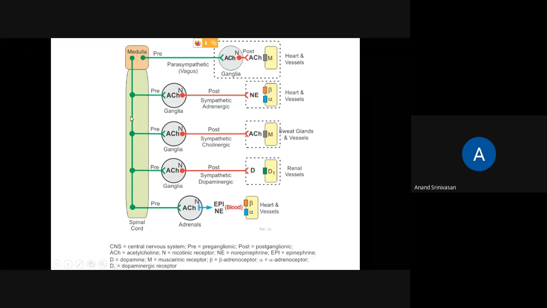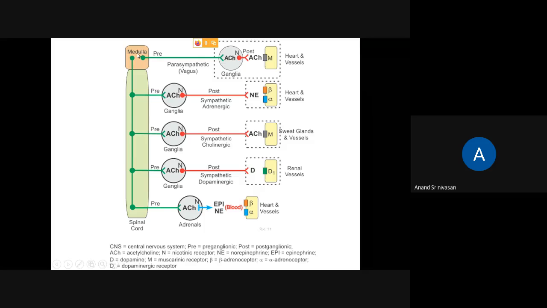Now in this picture you can see this is the spinal cord, and above the spinal cord is the brain. Here you can see this is the sympathetic part. This is a preganglion and postganglion. Similarly, preganglion, postganglion, preganglion, postganglion. So thoracolumbar, so it is the sympathetic nervous system.